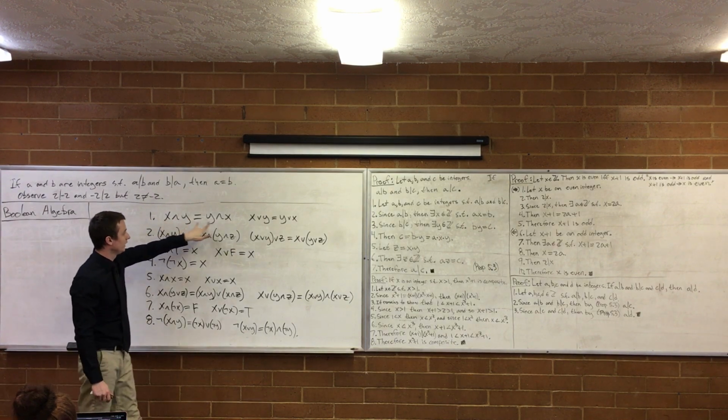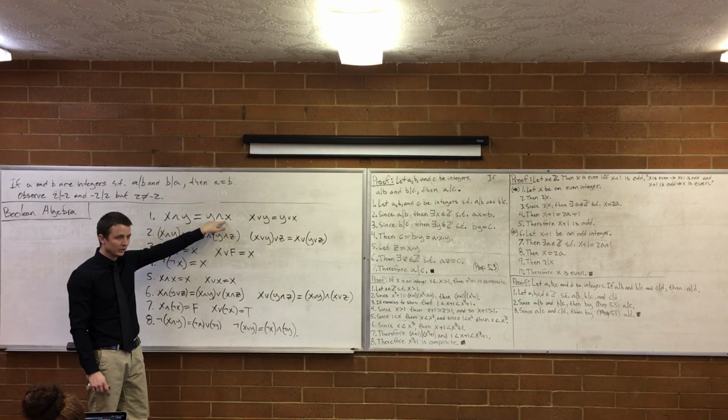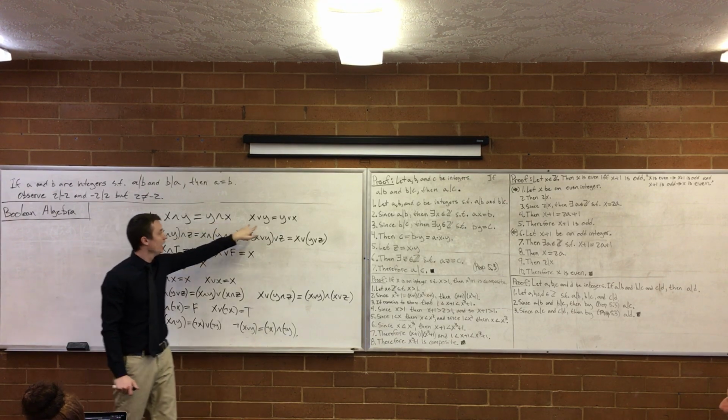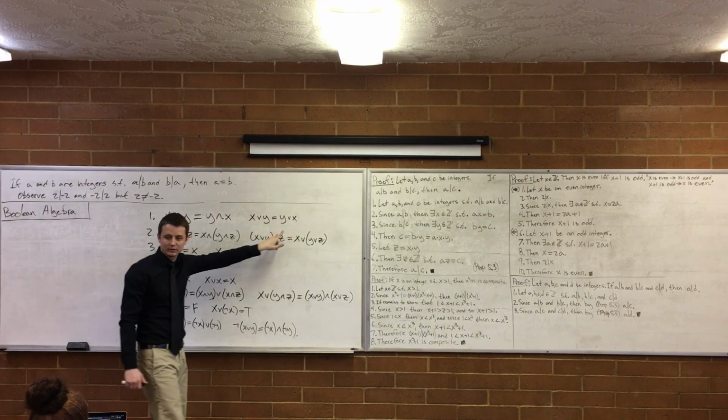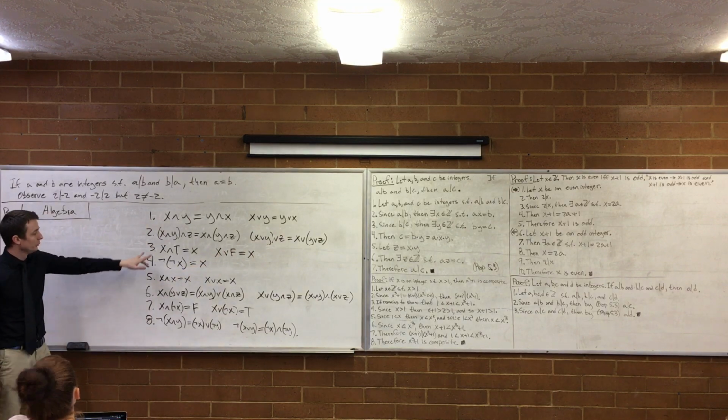So first one, x and y is the same thing as y and x. That one should make great sense, right? Yeah, that makes sense. X or y is the same thing as y or x. That should make great sense. Okay? What about this one?